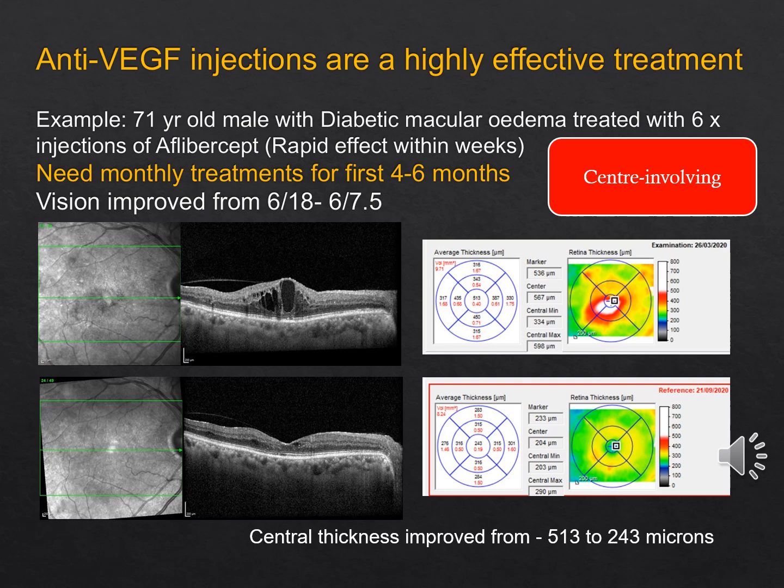6 months. In this case, vision improved from 6/18 to 6/7.5, and the OCT map scan below on the right shows an improved central thickness, which improved from 513 to 243 microns over the course of the treatment.